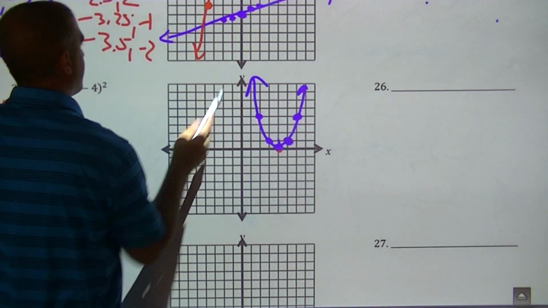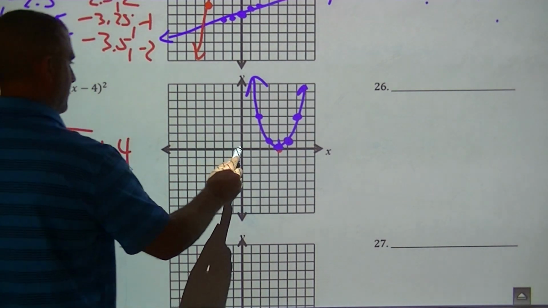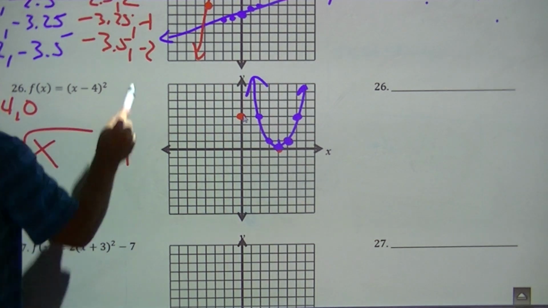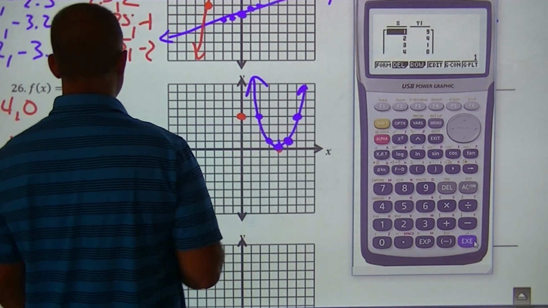It's (2, 4). Now, the inverse for that, pretty easy, would be square root of x plus 4, so that's 0, 1, 2, 3, and 4. And then what I would try to graph is 0, 1. 1 would be (1, 9).